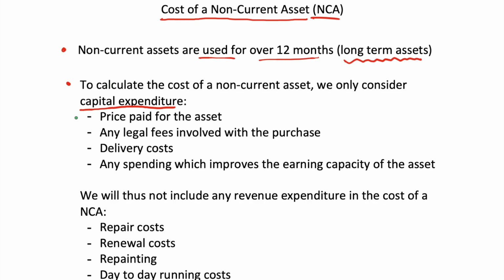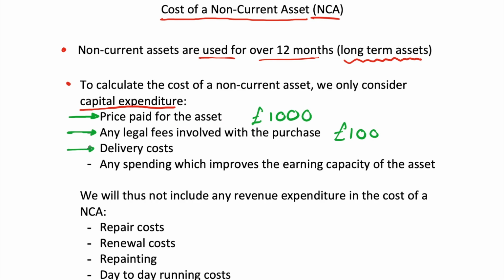Well, the cost of a non-current asset is going to include the price paid for the asset. So say if we bought a new machine that cost us £1,000, well, we'd include this obviously in the cost of a non-current asset. This one seems quite obvious because that's the price we paid for it. But there are a few other things that we will include in the cost. So one of these is, say, any legal fees that were involved with the purchase. And so let's say if we paid £100 for any legal expenses when we were buying the asset, well, that would be included in the cost.